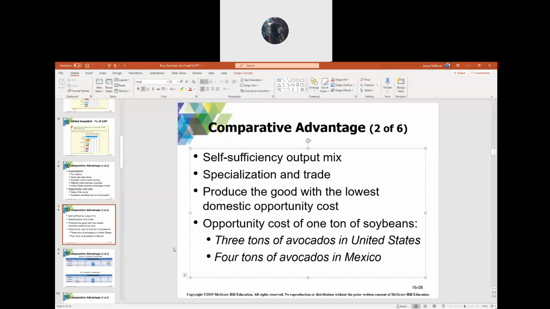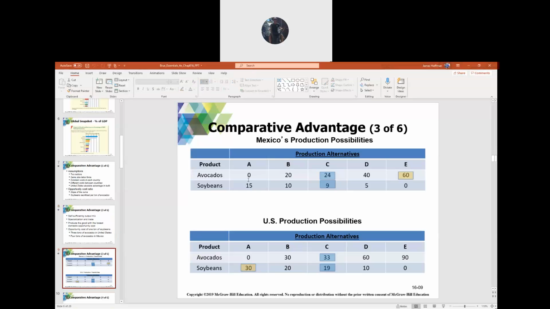Okay, so the opportunity cost of 1 ton of soybeans, I'll show in the chart, is 3 tons of avocados for the U.S. and 4 tons of avocados for Mexico. So this is just an example, but the next slide shows the different production alternatives between the two countries.